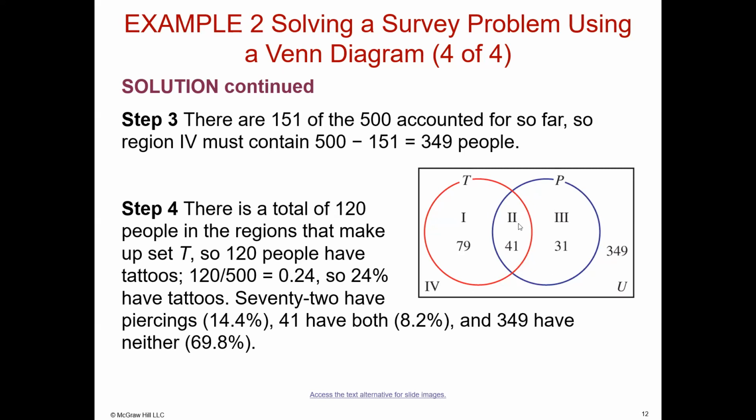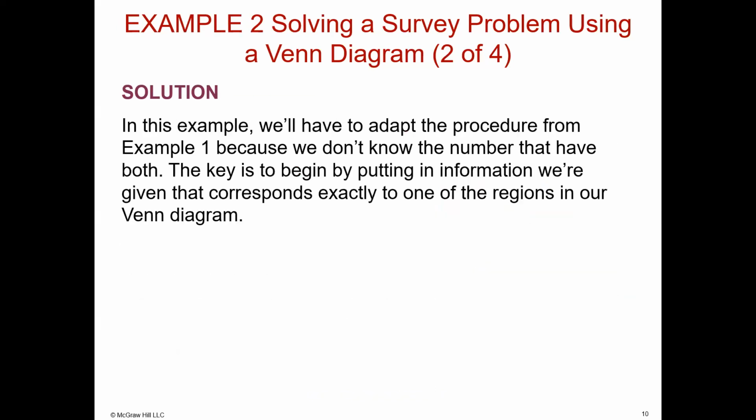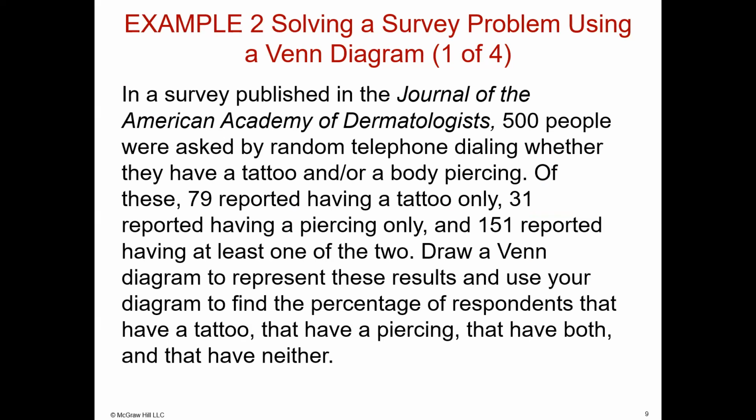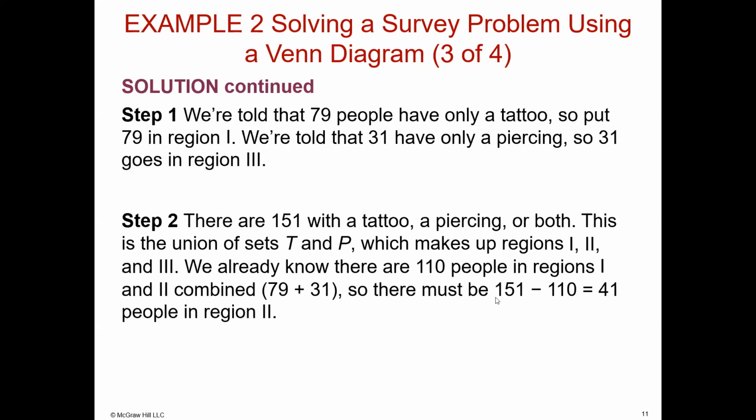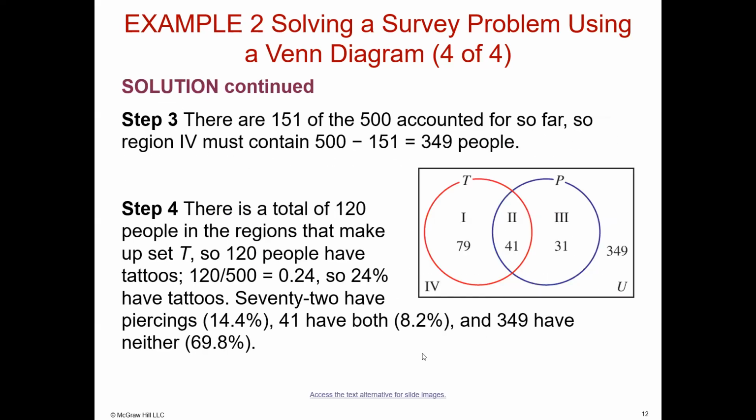We've labeled all the regions and now we can accurately answer any questions. The question was, what was the question? It says, find the percentage of respondents of the 500 people who had a tattoo. Of the 500 that responded, how many had a tattoo? Well, do you agree we would add 79 and 41 together? Yes. And that is 120, and we would divide that by what? 500, the grand total.